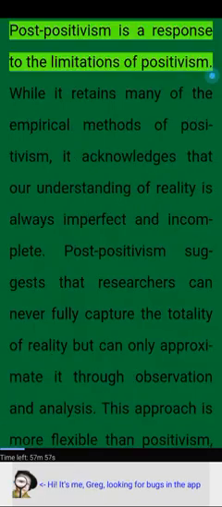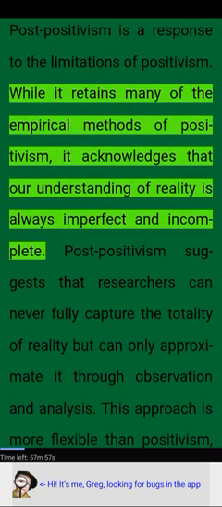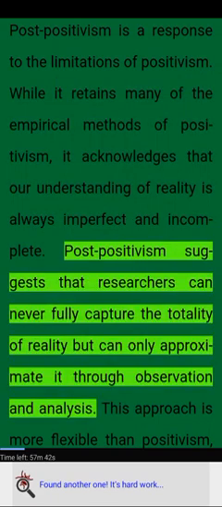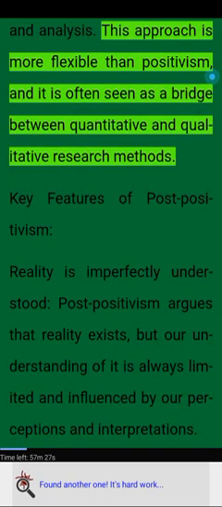Post-positivism, an overview. Post-positivism is a response to the limitations of positivism. While it retains many of the empirical methods of positivism, it acknowledges that our understanding of reality is always imperfect and incomplete. Post-positivism suggests that researchers can never fully capture the totality of reality but can only approximate it through observation and analysis. This approach is more flexible than positivism, and it is often seen as a bridge between quantitative and qualitative research methods.